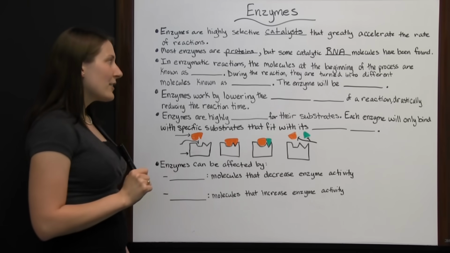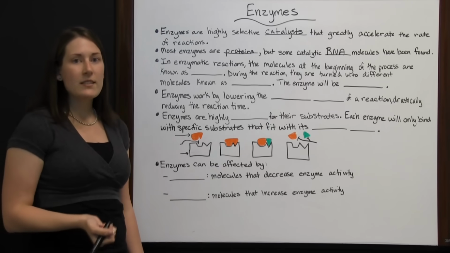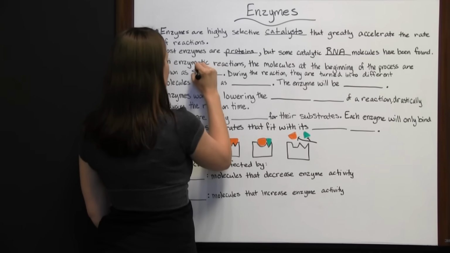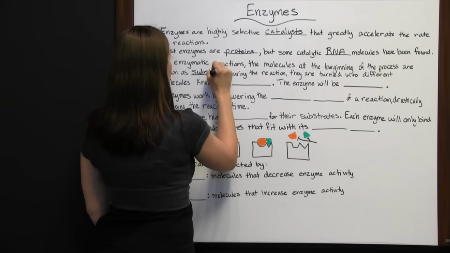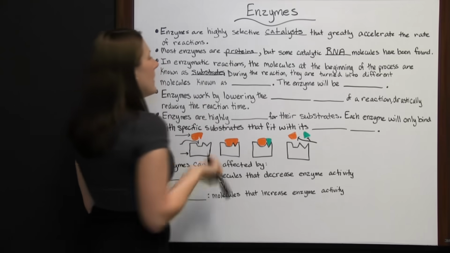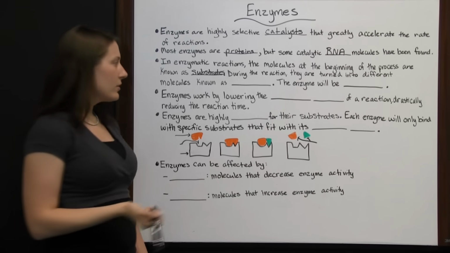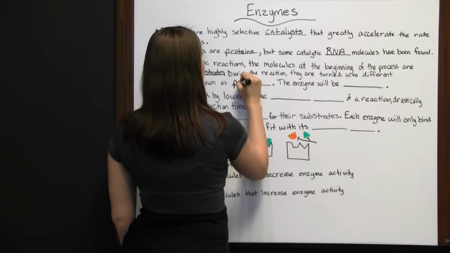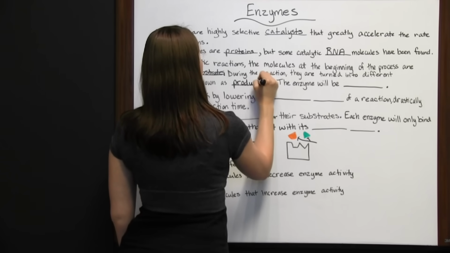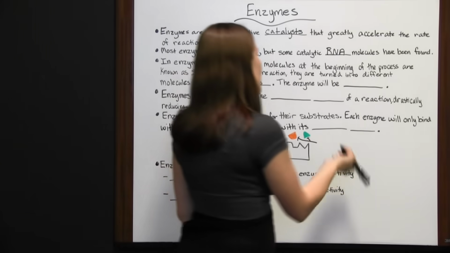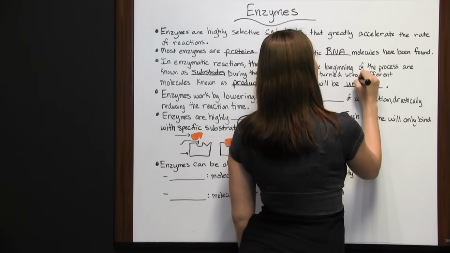In enzymatic reactions, the molecules at the beginning of the process are known as substrates. During the reaction, these substrates are turned into different molecules known as products. And at the end of the reaction, the enzyme will be unchanged.